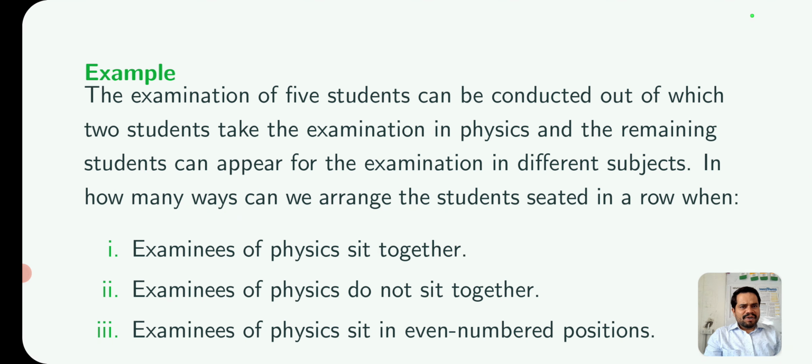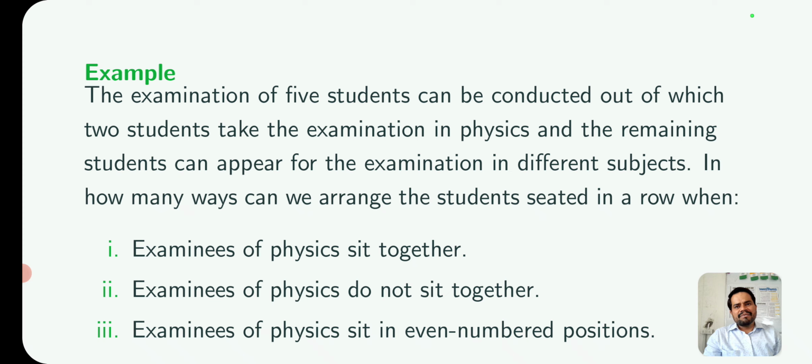The examination of 5 students can be conducted, out of which 2 students take the examination in physics and the remaining students can appear for the examination in different subjects. In how many ways can we arrange the students seated in a row?